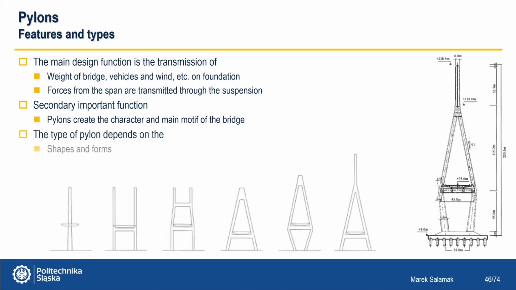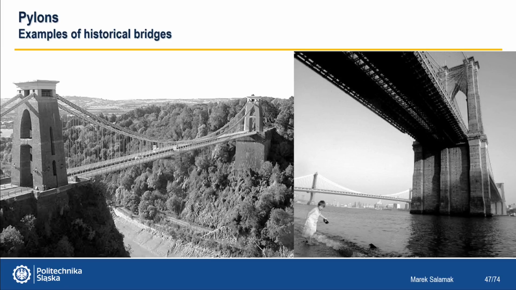The type of pylon depends on the shape and form. So we have single post pylon, type H or A, or in diamonds. The material used to build the pylons is most often concrete. More rarely, they are steel or composite.